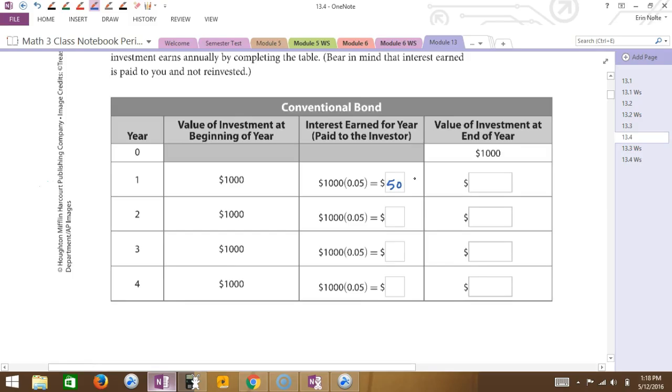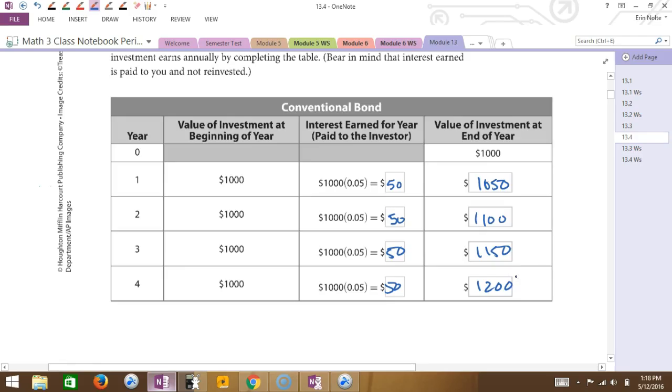So if I earn $50 on 1,000, how much do I now have? $1,050. So after 1 year, I now have $1,050. On the second year, I'm going to earn another $50. So now how much do I have? 1,100. Then I earn another 50, another 50, and another 50.